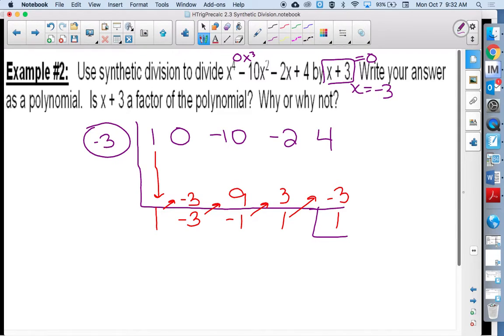So let's see, it says write your answer as a polynomial, so we'll start off with that first. My original polynomial is equal to, I have a 1, a negative 3, a negative 1, and a 1. How would I write that as a polynomial?